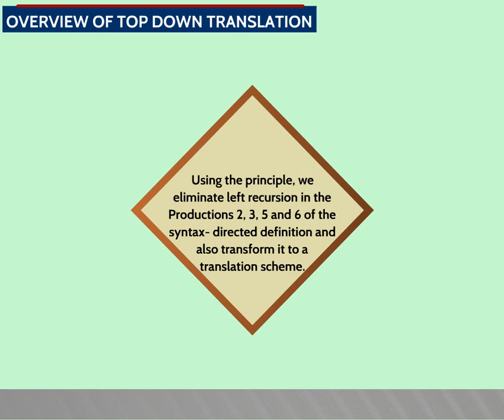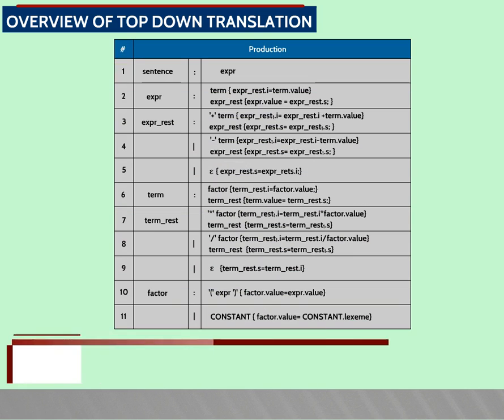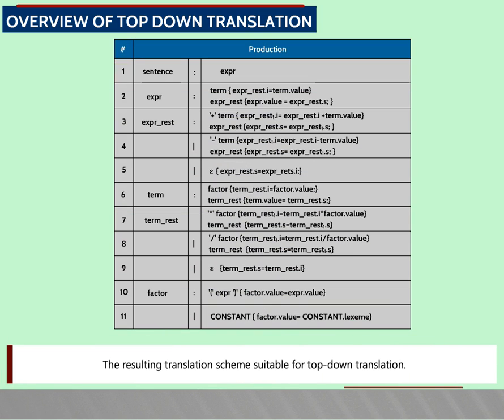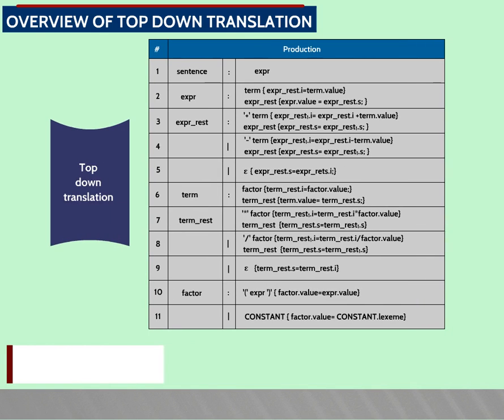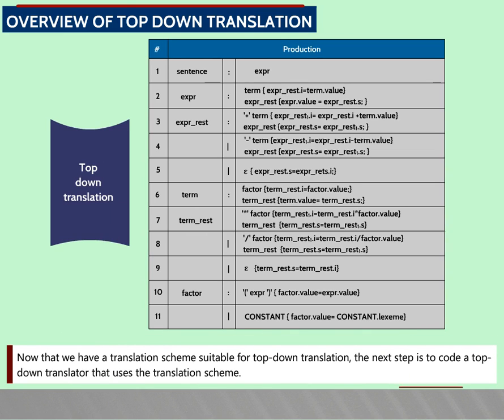Using the principle, we eliminate left recursion in the productions 2, 3, 5, and 6 of the syntax directed definition and also transform it to a translation scheme. The resulting translation scheme is suitable for top-down translation. Now that we have a translation scheme suitable for top-down translation, the next step is to code a top-down translator that uses the translation scheme.